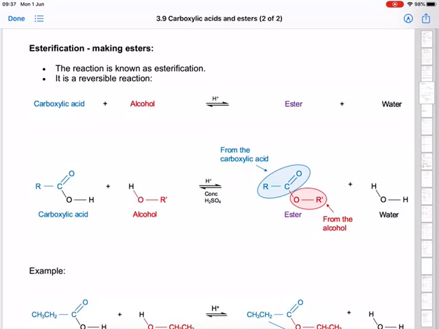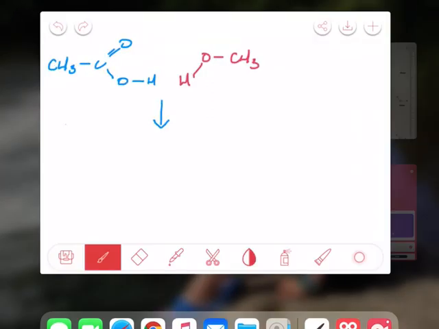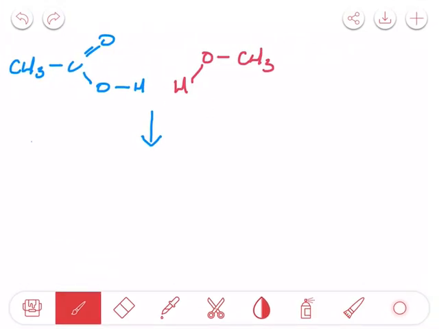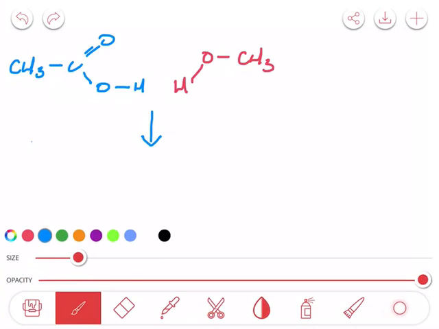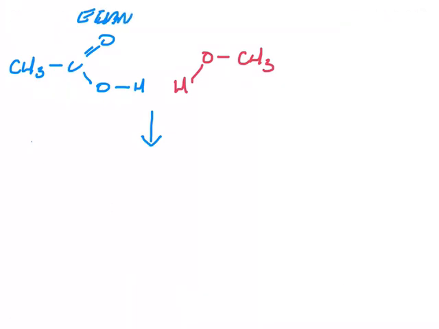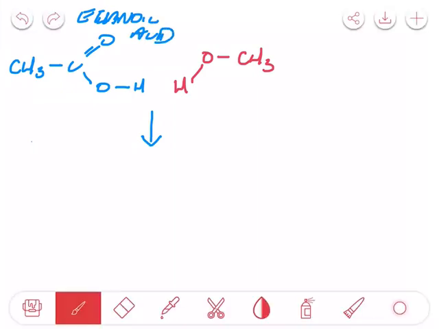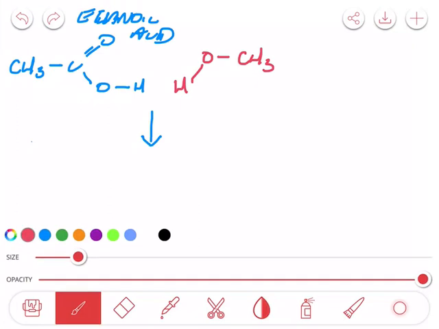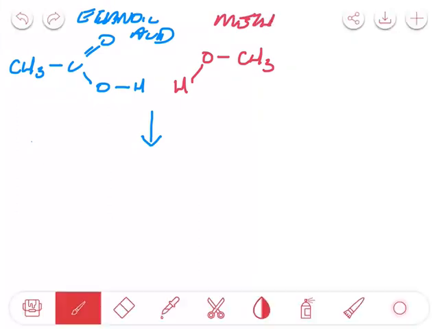Before I go on to this, I want to show you how we do this, because once you've got this in your head, how we cut these molecules and put them together as esters and waters, it's going to form the basis of all of the derivatives and also the reverse of that reaction here, okay? So in blue, I've got ethanoic acid, and in red over here I've got methanol.